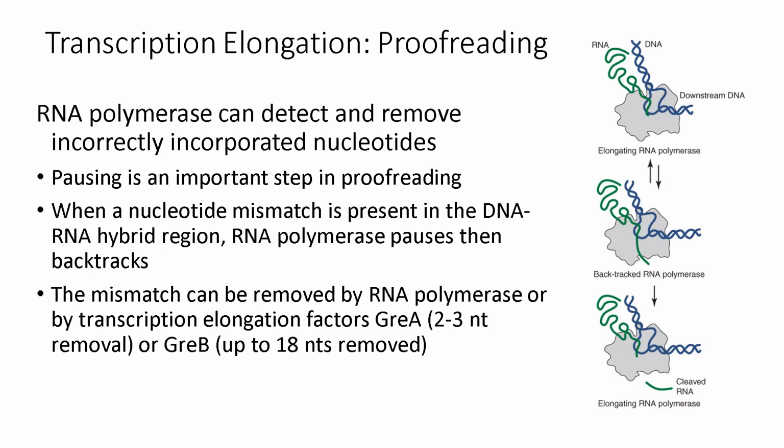When an incorrect nucleotide is incorporated, the enzyme pauses and may backtrack. Mismatched nucleotides can be removed either by the polymerase itself or with the help of elongation factors such as GreA and GreB, which cleave short stretches of RNA to restore accurate synthesis.